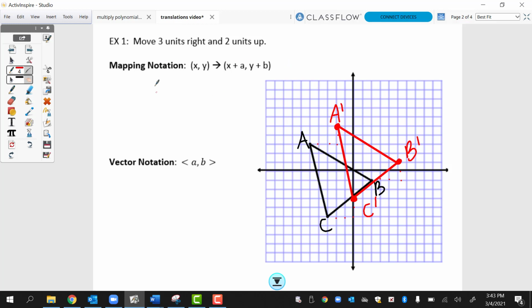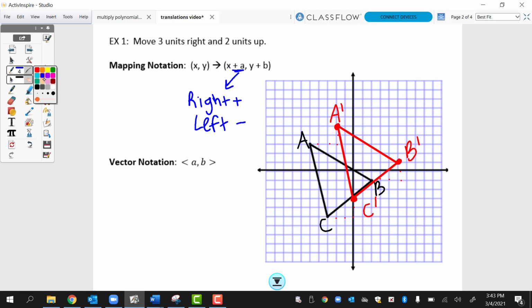Okay. So it's easy to do it when they just give you a little description like that, but sometimes they're going to tell you in some notation. And there's 2 different kinds. There's mapping notation and vector notation. So one way they could say this is by making it look like this with parentheses and having an X and Y in it. Okay. So the number that's next to X is going to be telling me, did I move to the right or to the left? If I'm moving to the right, then it's going to be a positive number. If I'm moving to the left, then it's going to be minus a number, okay?